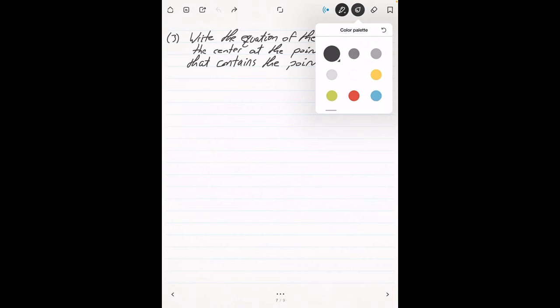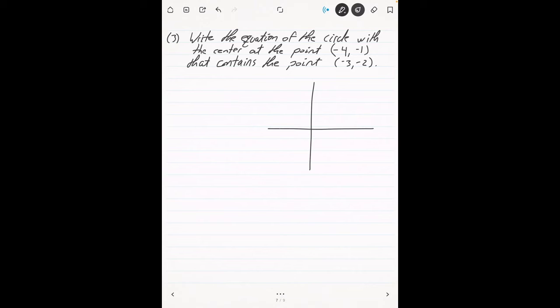Well, anytime I deal with geometric problems, I like to draw out what's going on. So let me get a quick sketch of a graph here. And let's see, I need to be at 4, -1. So 1, 2, 3, 4, and 1 unit down. So over here, something like this point would be the center of the circle. Now I need this circle to contain the point -3, -2.